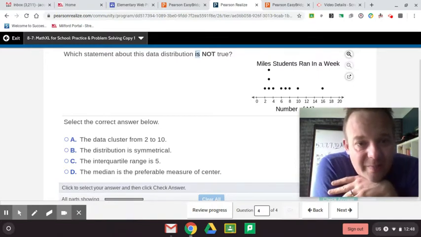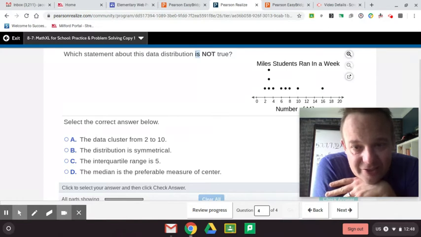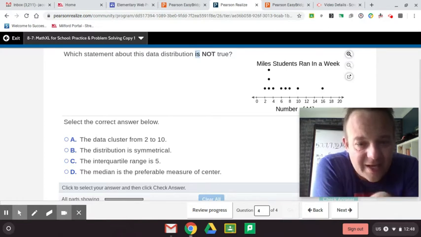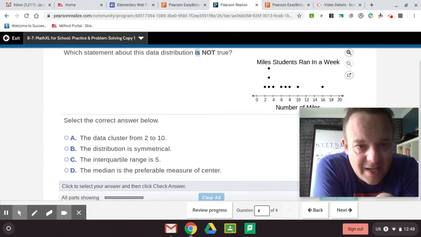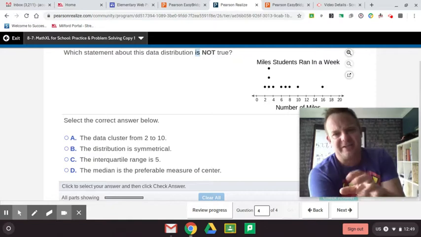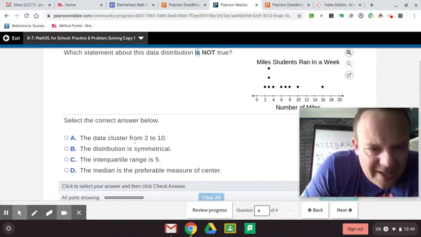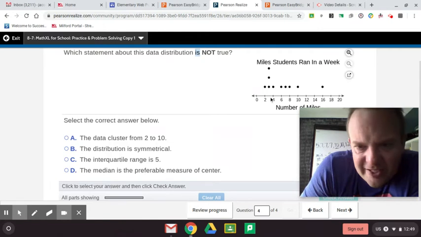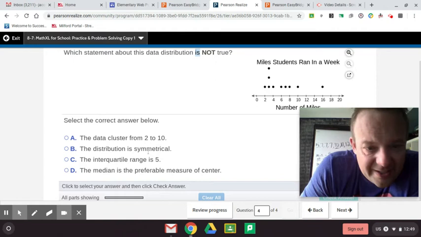Which statement about this data distribution is not true? Which one is not true? Okay. So before I even look, I'm just going to take a peek at the graph. It looks like there's a big cluster in this kind of general area, even over there. I wish it was more defined, like more shaped, but we'll go with it. So the data cluster from 2 to 10. Okay, maybe. The data distribution is symmetrical.